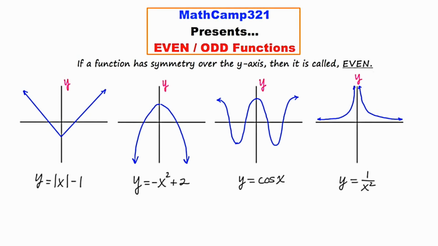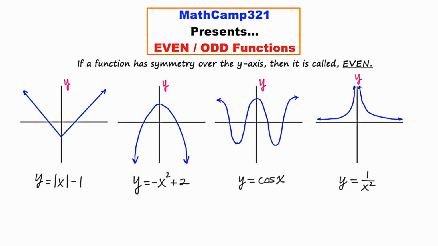So what I've done for you is I've given you 4 examples of functions that are even, or functions that have symmetry over the y-axis. Well, what does it mean to have symmetry over the y-axis? That means that if you were to fold or make a crease in your paper over the y-axis, one side of the graph would line up exactly with the other side of the graph.